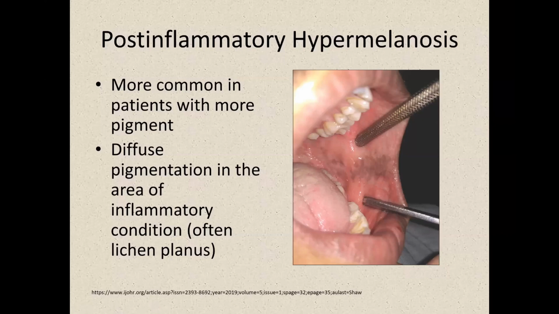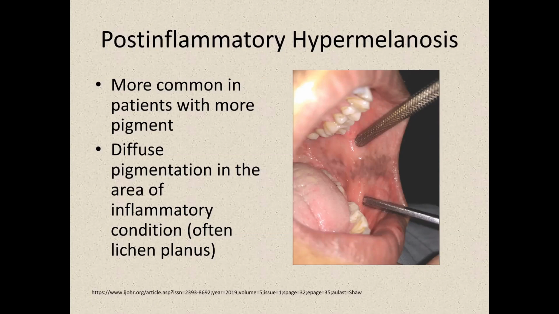Post-inflammatory hypermelanosis or hyperpigmentation is more common again in patients that have more pigment throughout their body. And this occurs when the patient has an area of inflammation. This is often related to patients that have lichen planus. And I practice in an area with a high population from Southeast Asia, and they can get really bad lichen planus, just really, really ulcerative, really painful. And oftentimes, as that lichen planus resolves, they can get a post-inflammatory hypermelanosis or hyperpigmentation.